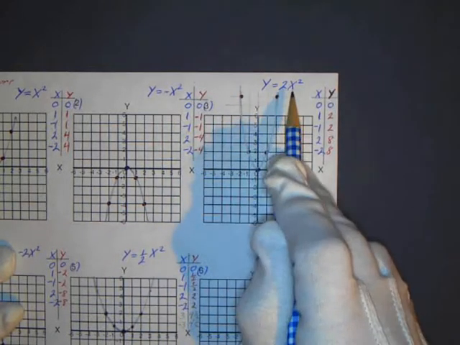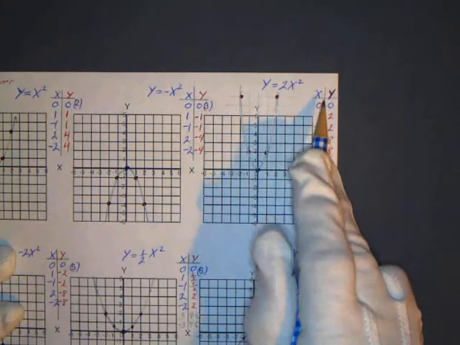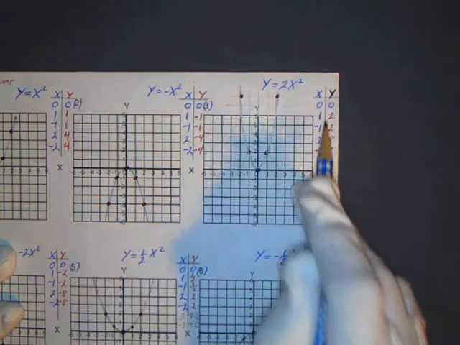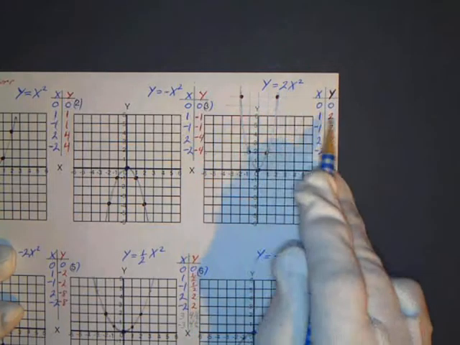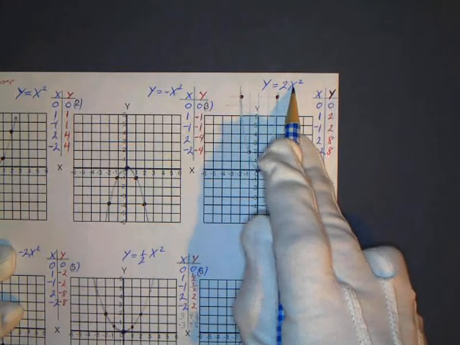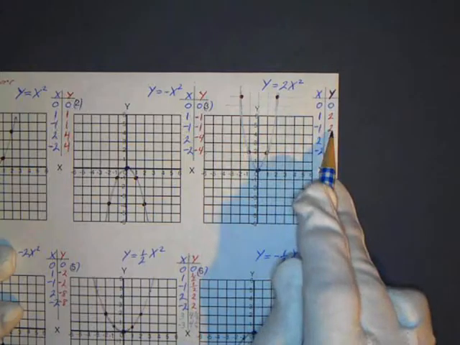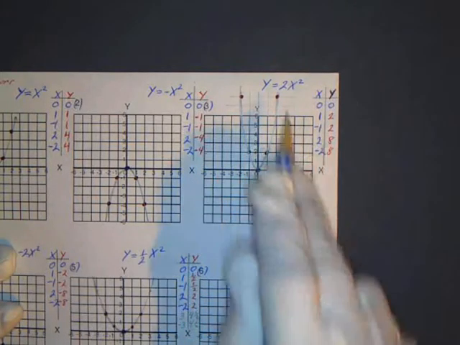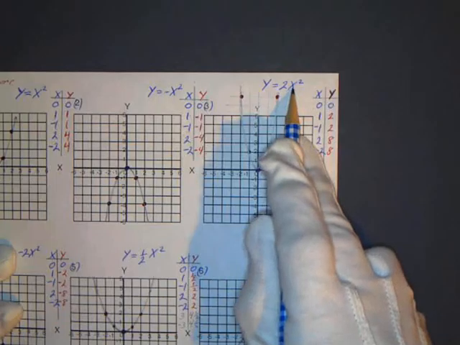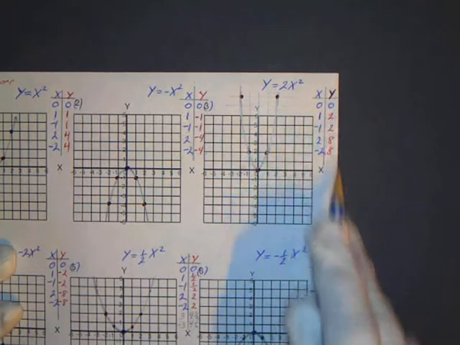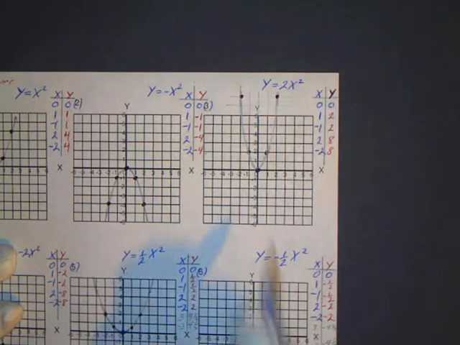Okay, y equals 2x squared. So what I did was I started with a table of values. And again, 0, 0. And then when x is 1, 1 squared is 1 times 2 is 2. Negative 1 squared is 1 times 2 is 2. 2 squared is 4, but 2 times 4 is 8. And negative 2 squared is 4, 2 times 4 is 8. So we all have positives because when we square something, it's positive. So these are our points.